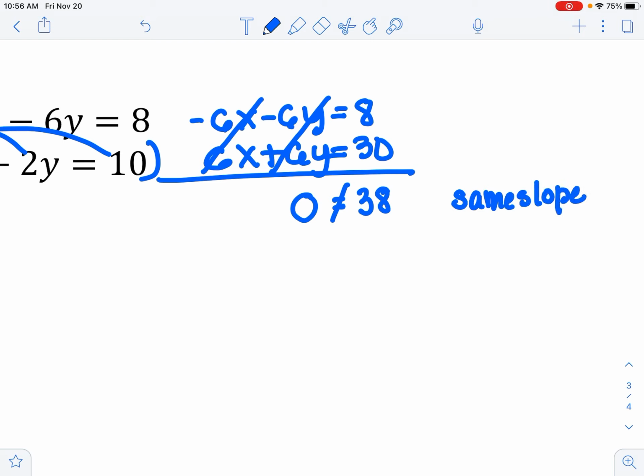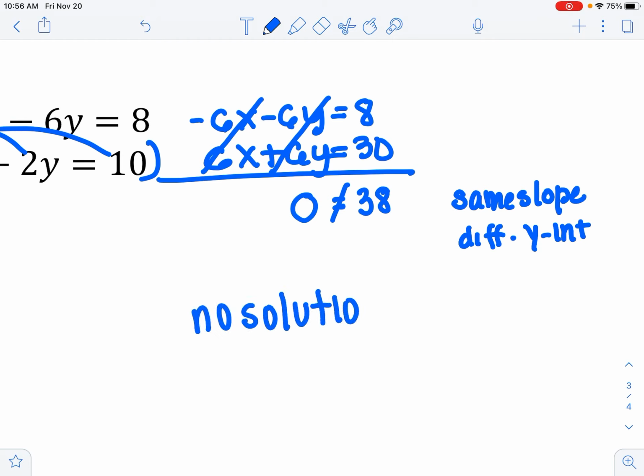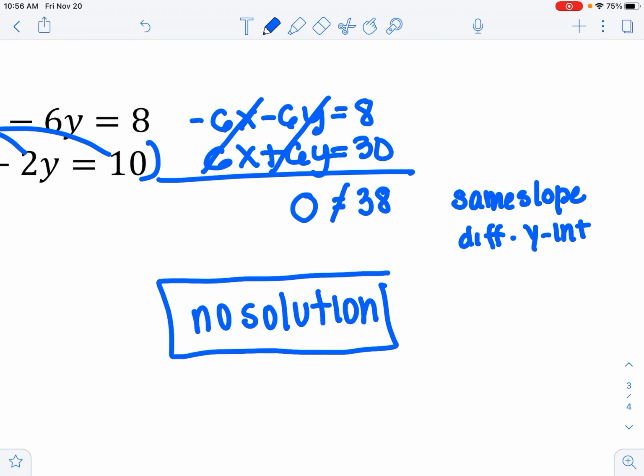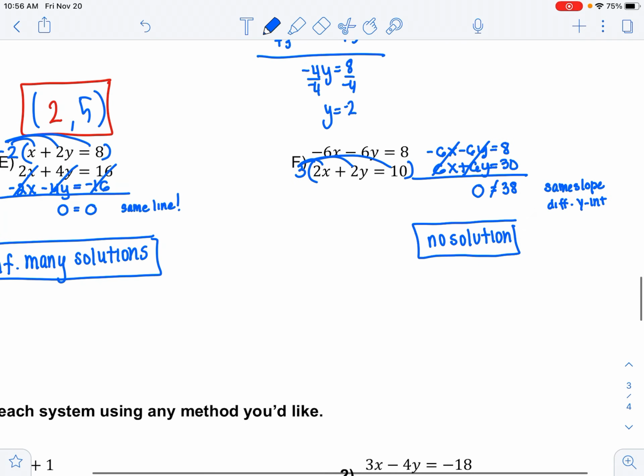What does that mean? That means that these two lines had the same slope. It's just that they weren't the exact same line. They had different y-intercepts. So if they have the same slope and different y-intercepts, where do they intersect? They never do. They're parallel lines. So there's no solution to this.